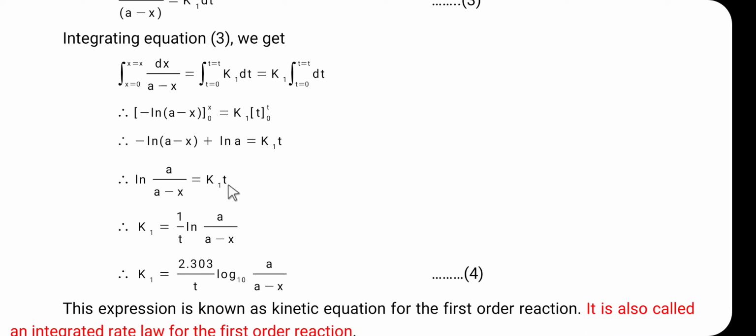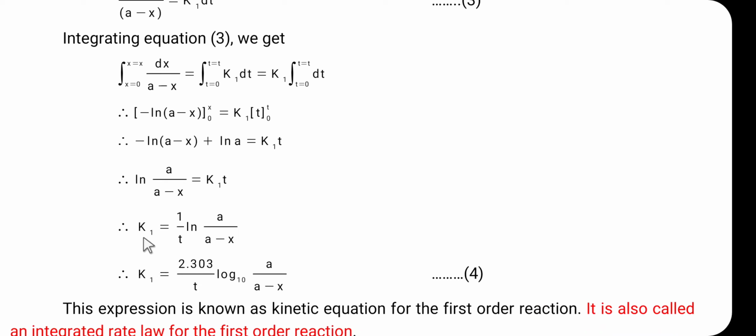Let us substitute the value of the limits. First substitute the upper limit, then substitute the lower limit. So minus ln (a minus x) plus, for the lower limit, instead of x substitute 0, so plus ln a, is equal to k1 into (t minus t0), that is t. This equation can be rearranged as ln a upon (a minus x) is equal to k1 into t.